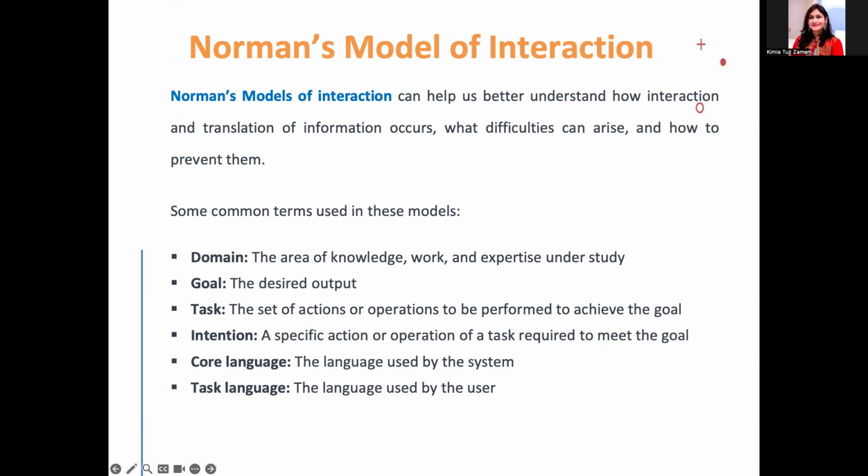The common terms used in these models are setting a goal, forming an intention, planning the actions, and then doing the actions, perceiving the results, interpreting the results, and then evaluating against your goal. So this cycle explains how humans talk to computers and where miscommunication may happen.